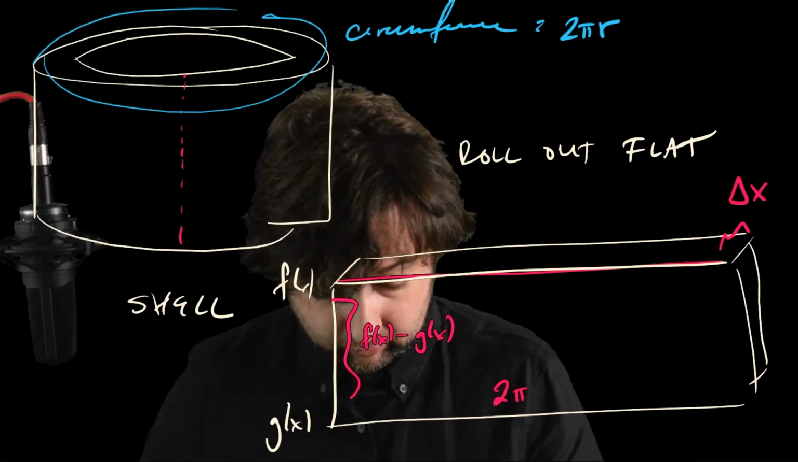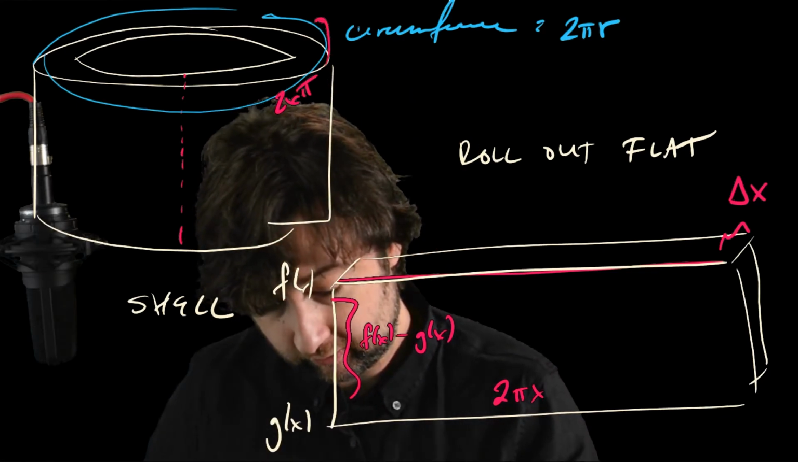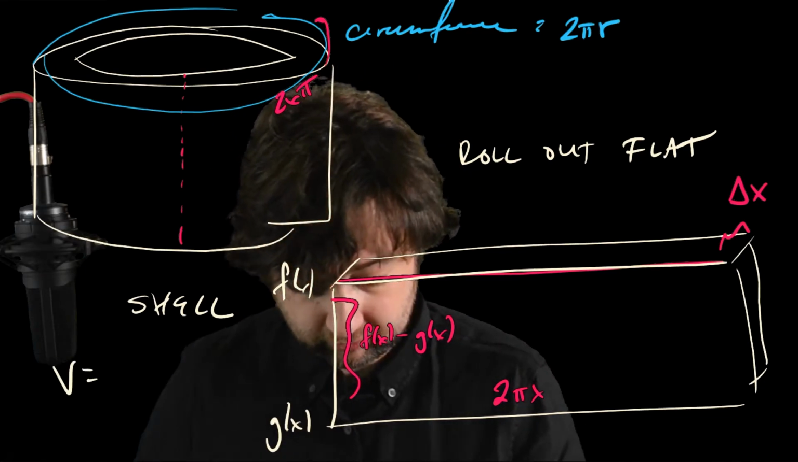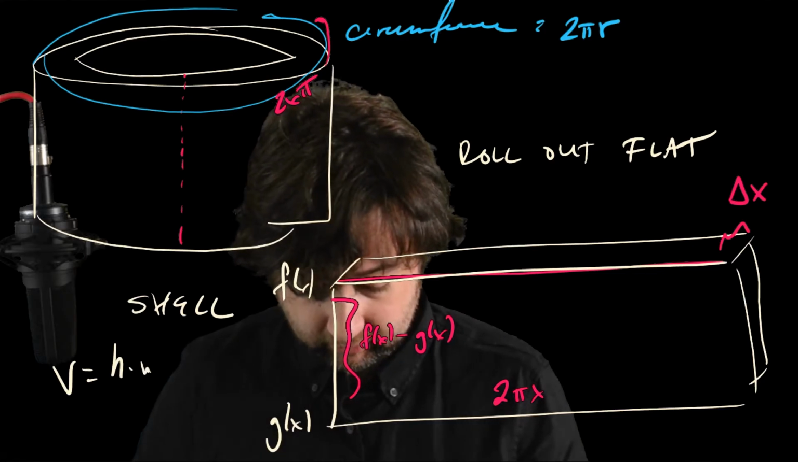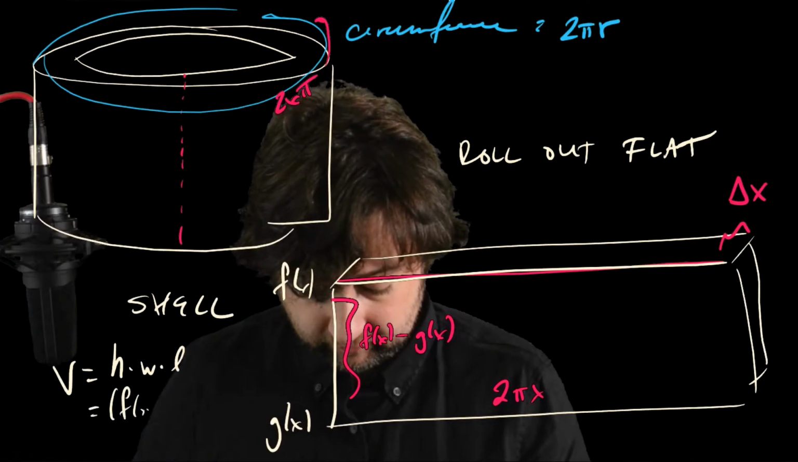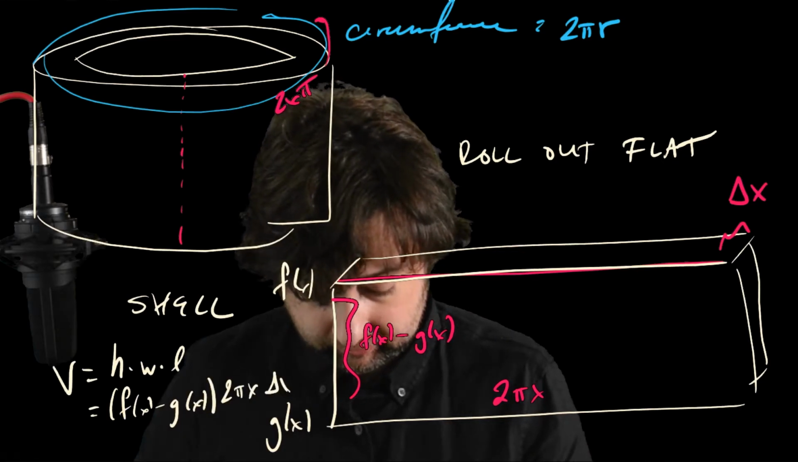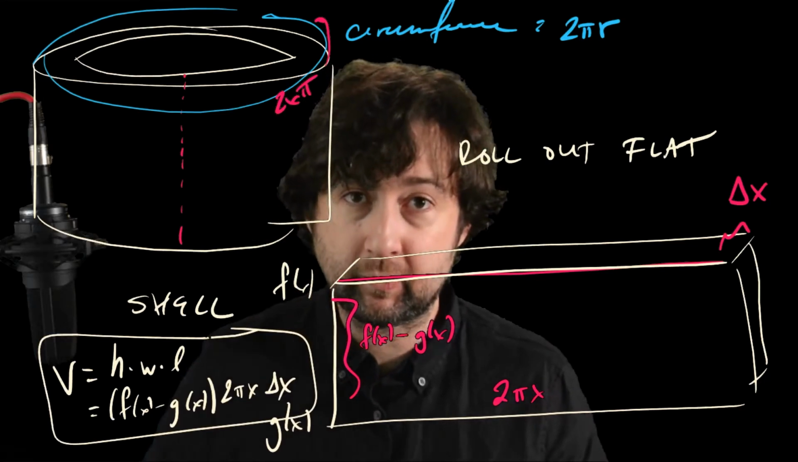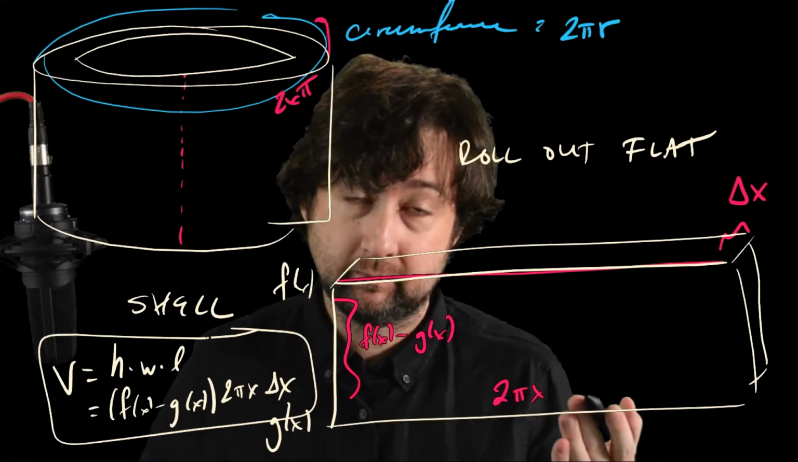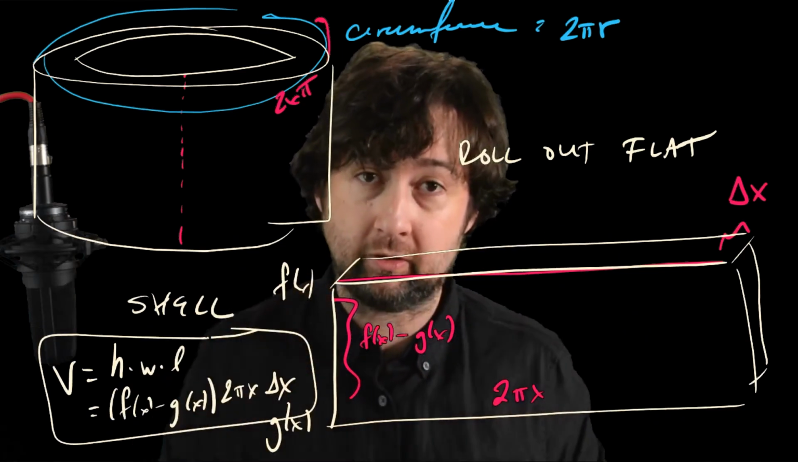So this is 2 pi x, because this is 2 pi x around the top of the shell. So the volume of this shell is equal to height times width times length, which just turns into f of x minus g of x, 2 pi x delta x. So that is the volume of a typical shell. Then all we have to do is say where the shells end up. Where do we cut the slices that make these shells? How do we build the tree rings that build out the tree trunk?